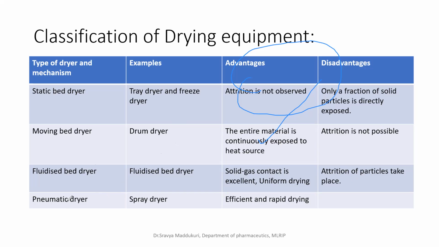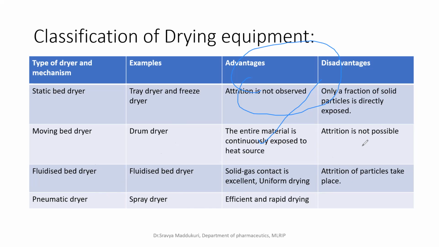Now, the last kind of classification is pneumatic dryers, where the best example given can be a spray dryer. Spray dryer also is efficient, and rapid drying can be seen. Not many disadvantages can be quoted for these pneumatic dryers.